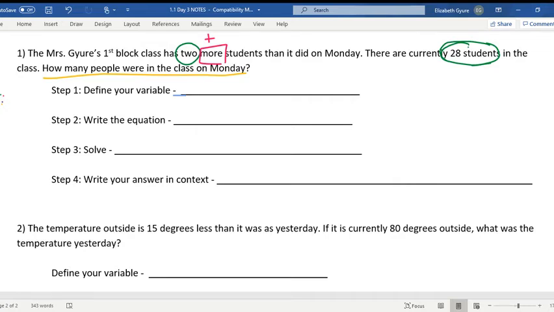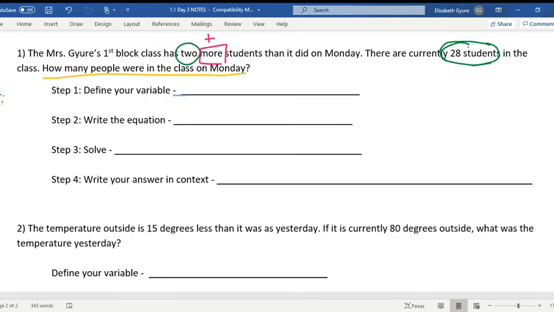So first step is to define our variable. You're gonna figure out your variable based on the question part. And the question is, how many people? So what could we use as a variable? Alex? Sure, X, and X is gonna stand for the number of people.